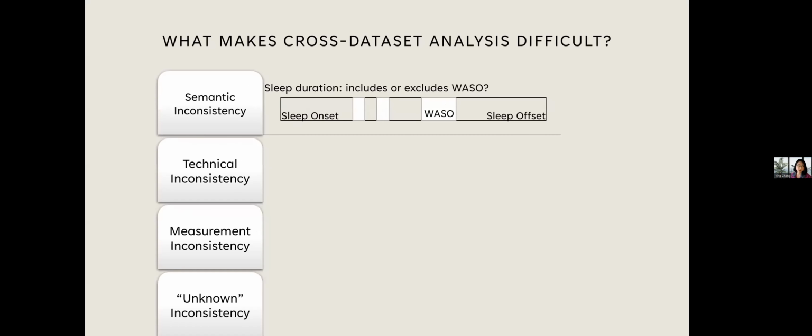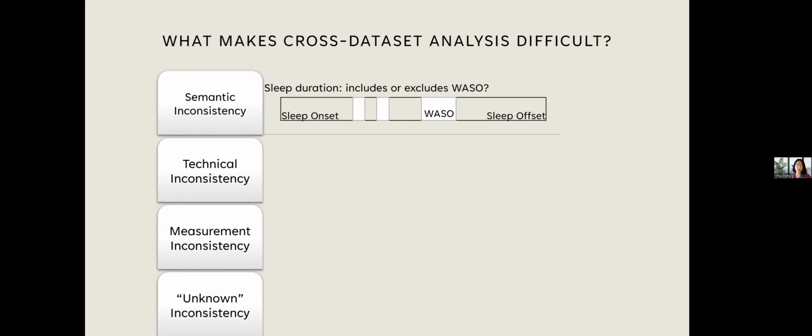So that all sounds good. Then what makes cross data set analysis difficult? When we work with data sets, we come across a variety of inconsistencies. So here are 4 main categories. Keep in mind those inconsistencies are important if you want to do multi-data set analysis, but also relevant if you want to work on only one data set as well.